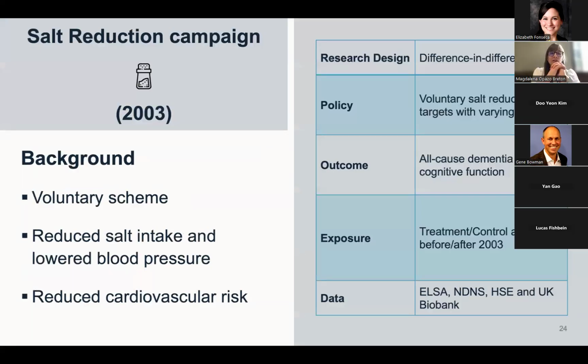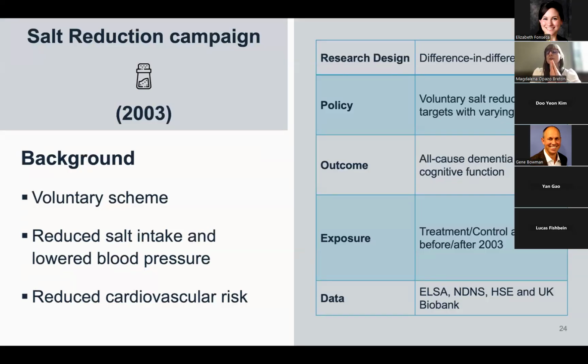And finally, the salt reduction campaign. This one started in year 2003. It was a voluntary scheme between the government, the food industry, and the third sector. It was not like an obligation, it was not legislation, it was a voluntary scheme, but there's evidence that it contributed to reduce salt intake and it lowered blood pressure in the population, and it was also associated with reduced cardiovascular risk. So I now want to look if the salt reduction campaign was also associated to reducing the risk of dementia.